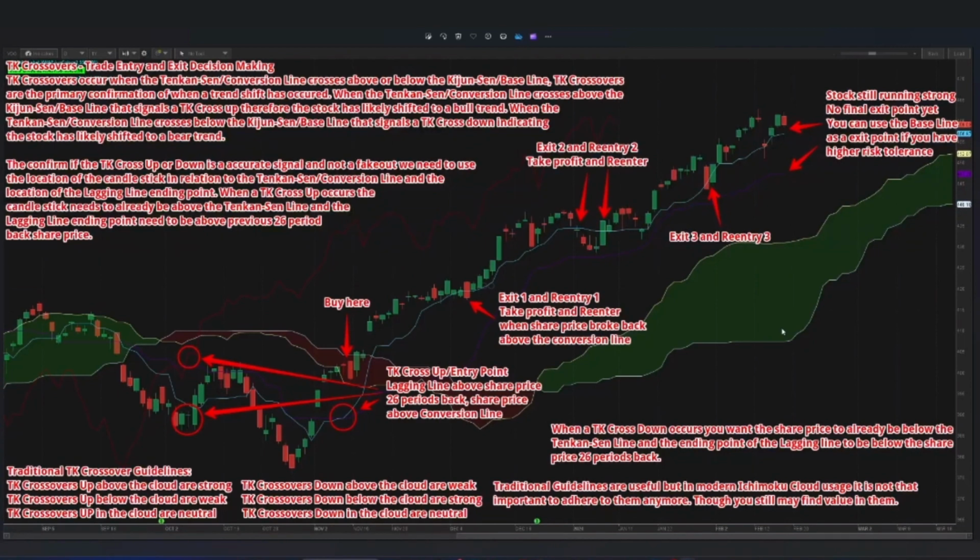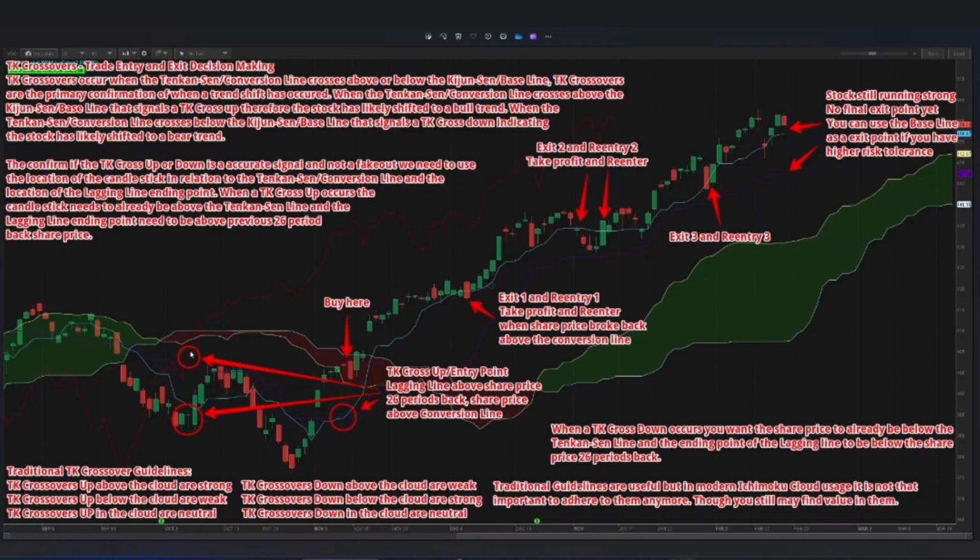So how we use this is when you have the conversion line, which is going to be this blue line here, cross above the baseline, which is the purple line, that means we have a TK cross up. Now, there are a couple of other factors you need to look at as well. So when you have a TK cross up occur, you want the share price present to already be above this blue conversion line. If the share price is above the blue conversion line, that means that this TK crossover to the upside is likely to be still bullish, to still play out.